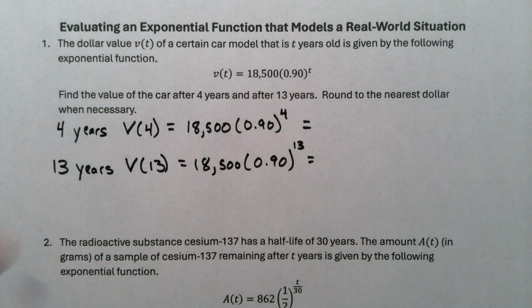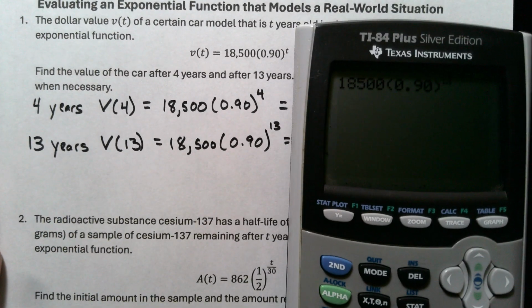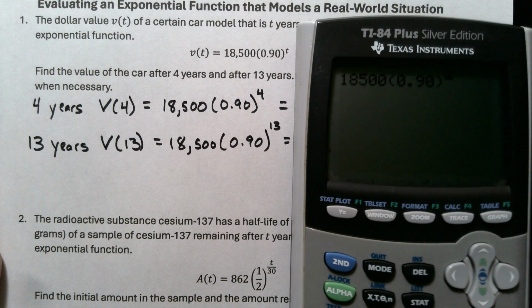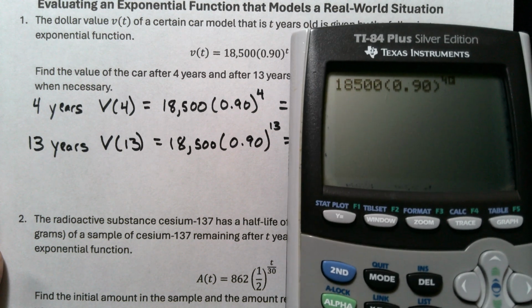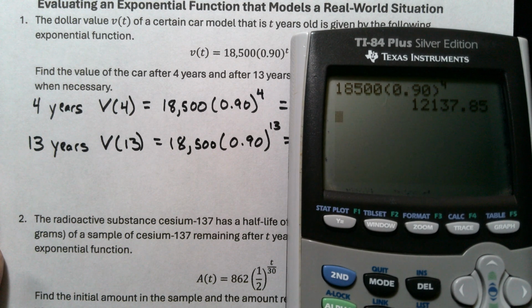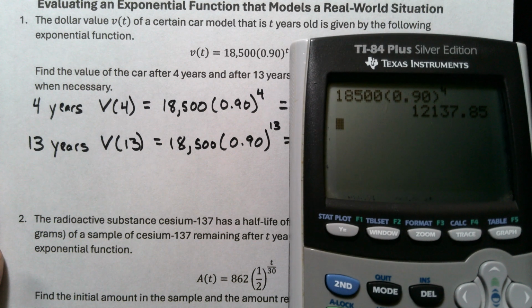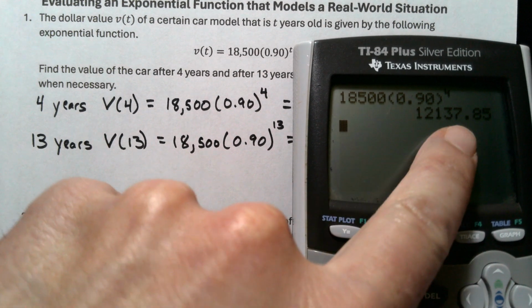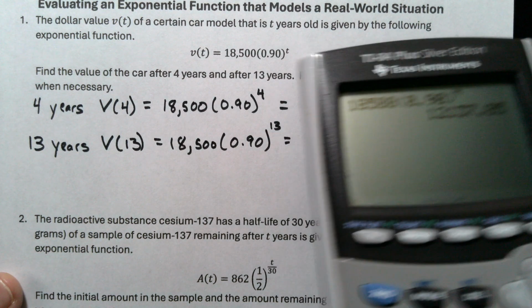Okay, so I'm going to go to my calculator, type it in. There we go. Okay, so I've typed in the equation. All I need to do now is type in the number. So I will type in a 4, and hit enter. And I have the first answer, 12,100, and it said round to the nearest dollar. So I'm going to round this up since this is 85 cents. So 12,138 will be the first answer.